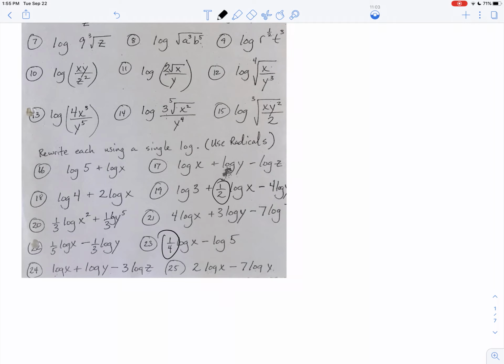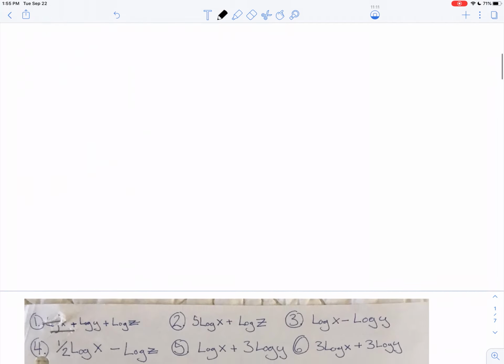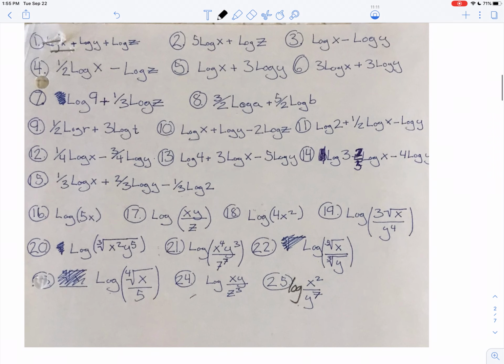And I was very lazy with this one. I did not put any special funky bases in there. I only used base 10, so I wouldn't have to write in the base. Here are the answers.